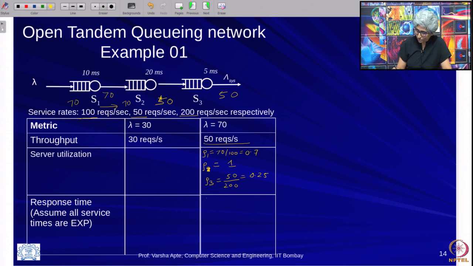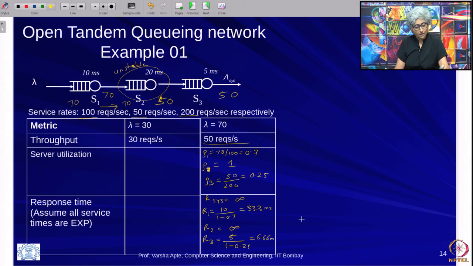Now what about the response time? Of course system response time we know is going to be infinity because S2 is now an unstable server. But we know that rho 1 is less than 1, so actually server 1 will have a finite response time. So R1 is going to be tau, which is 10, divided by 1 minus 0.7, this is 33.3 milliseconds. R2 is of course infinity, it is an unstable server. Server 3 is stable, so R3 is 5 divided by 1 minus rho 3, which is 0.25, this is around 6.66 milliseconds.